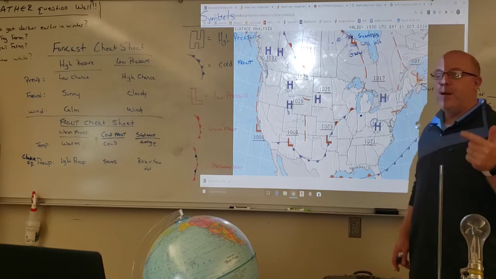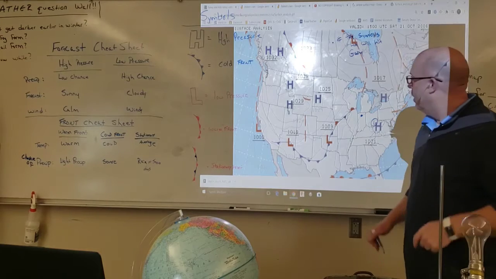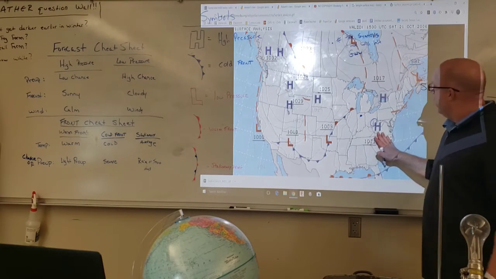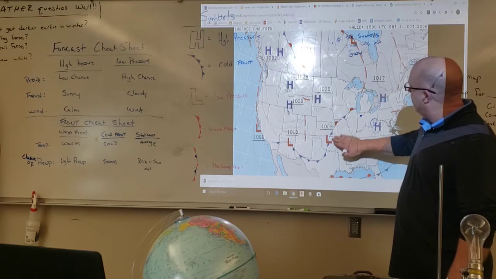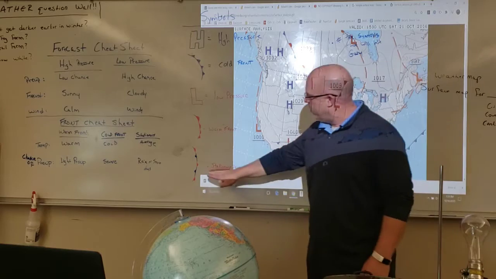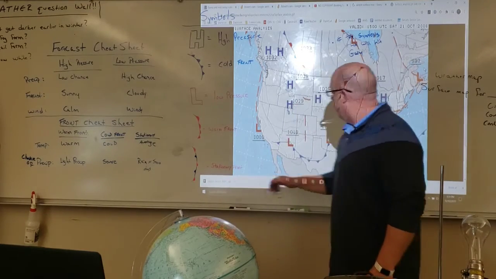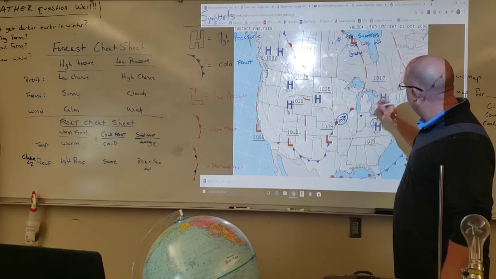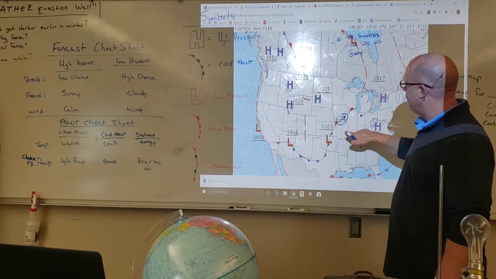Okay, hopefully you got them numbered. Let's do a check. The first one is a high pressure, that's there. The second thing that's going to affect Gary, Indiana is this line, and it is a red-blue-red line. It is a stationary front, and this is going to be number 2, a stationary front.